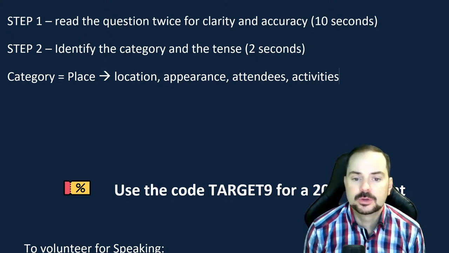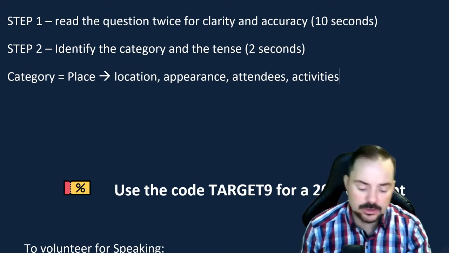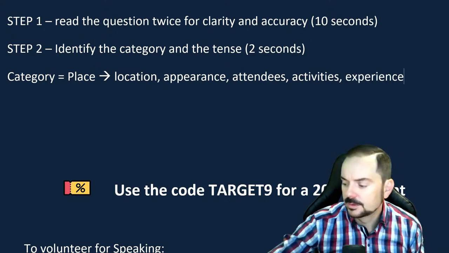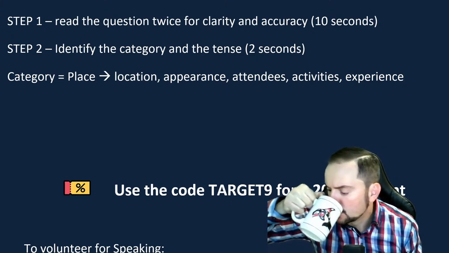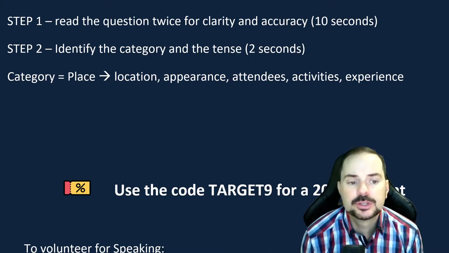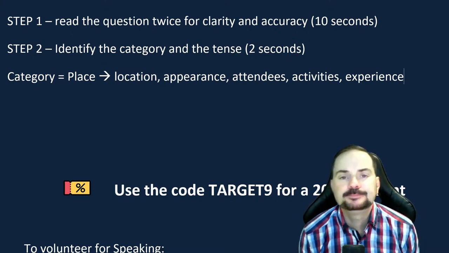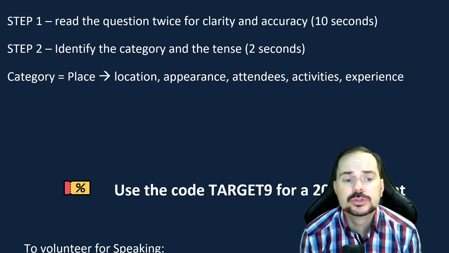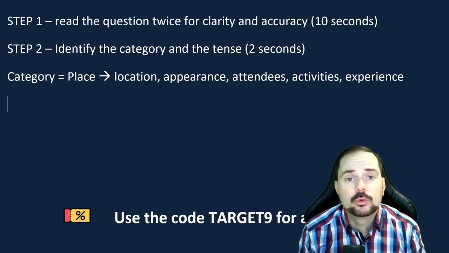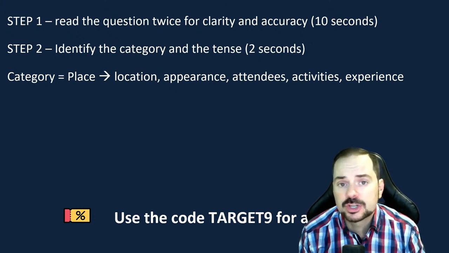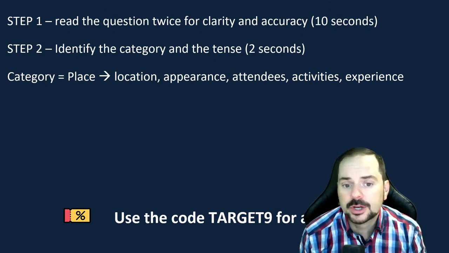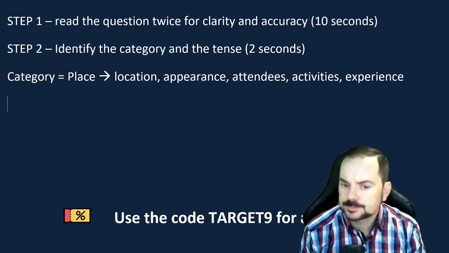All right. So location, appearance, attendees, activities, and your experience, right? Okay. So those components you want to include, and as long as you include those, you should be getting a good band score. Try to keep it to that order. So order does matter, and structure is important. Clarity is important for part 2. It will create coherence. So having good structure is key.